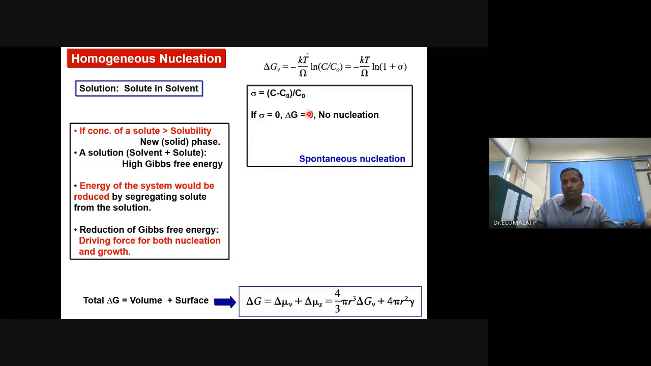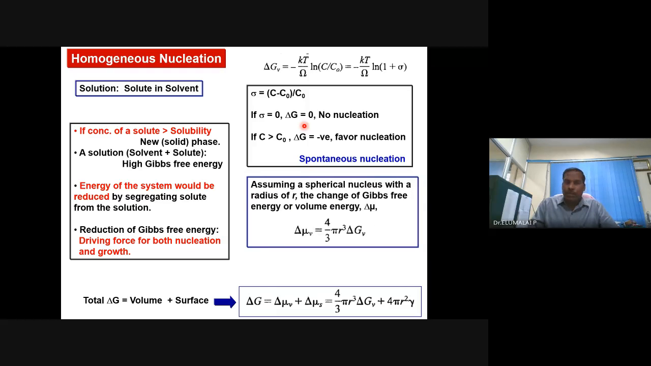What phenomena will take place when we have a delta G positive for any process? Very important, these three terms: delta G negative, delta G 0, delta G positive. Very important, fundamental. When delta G is positive for any process, that reaction will not take place at all. Okay.